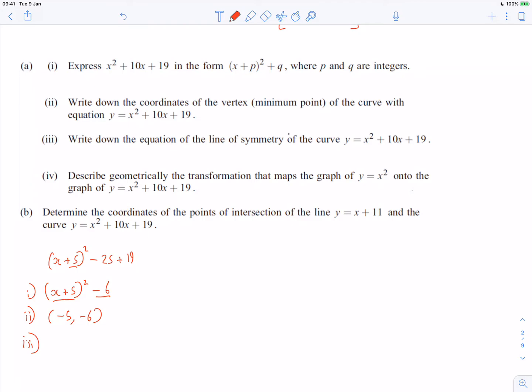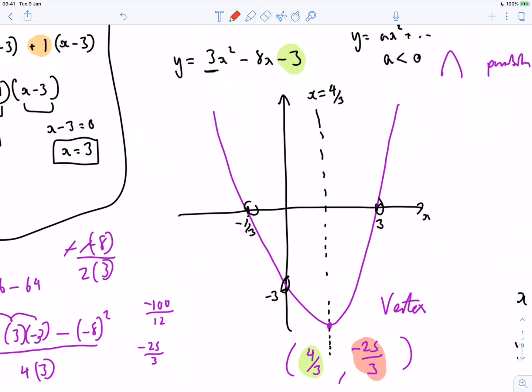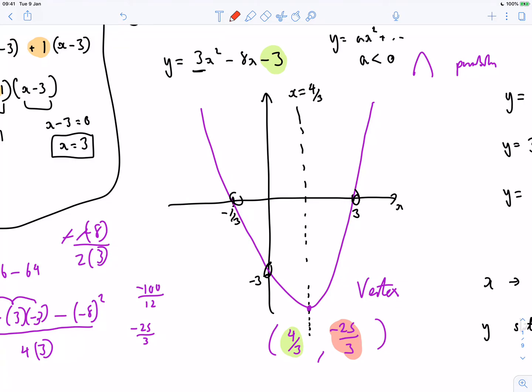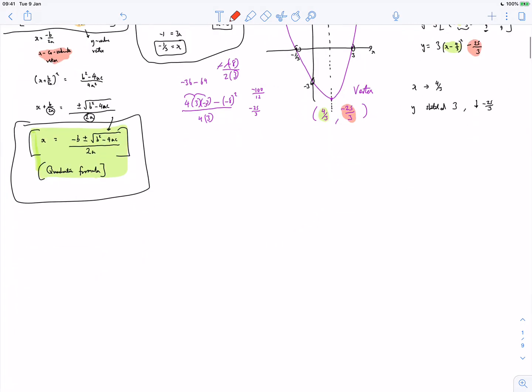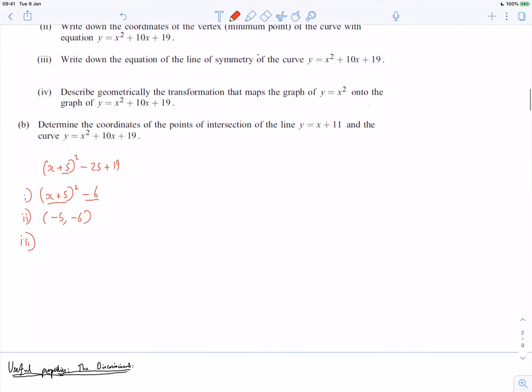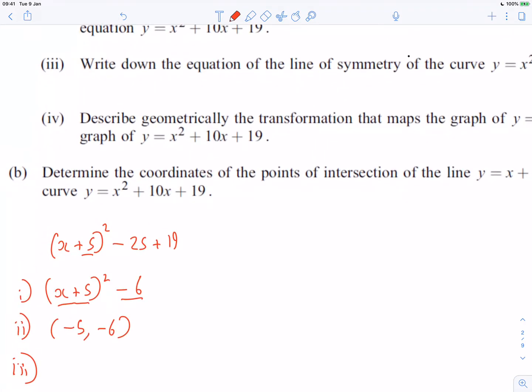Maybe when it comes to algebraic proof, when we do that later, I'll show you why it's called completing the square. But for the point of keeping the videos to about an hour or shorter, I'm going to do it another time. Write down the equation of the line of symmetry of that curve. Well, as I said before, it's just x equals the x coordinate of the minimum, the vertex, because it's got vertical symmetry. So that's just going to be x equals negative 5.